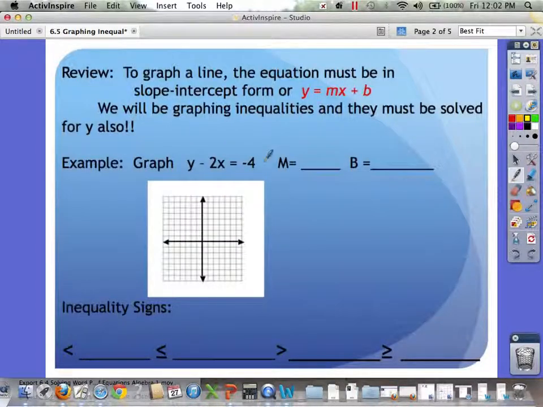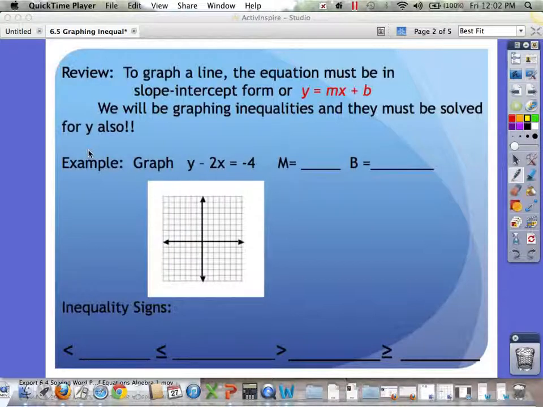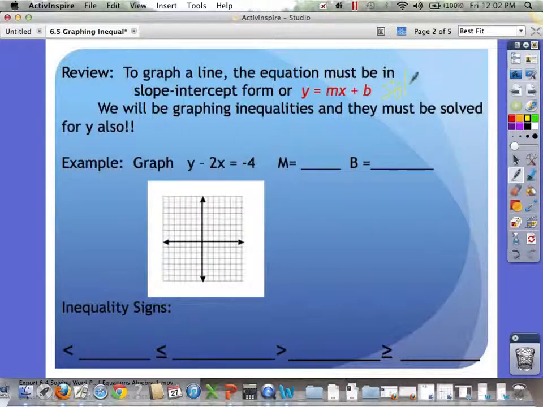All right, so we want, move this out of the way. To graph a line, the equation must be in slope-intercept form, or y equals mx plus b, or as we say a lot of times, solved for y. So you may want to write that on there. Solved for y. Okay? Solved for y. We will be graphing these inequalities, and they must be, like I said, solved for y.